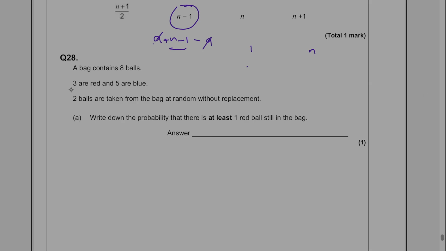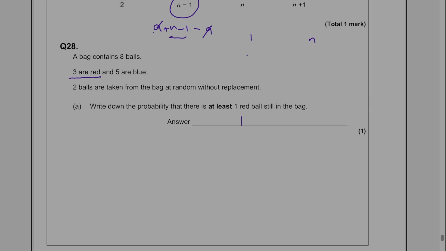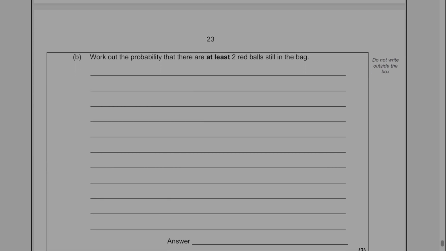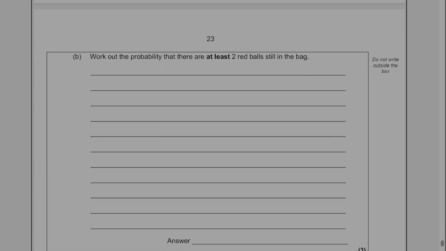Well, if there are 3 red balls to start with, 2 balls are taken from the bag without replacement. Write down the probability that there is at least 1 red ball left in the bag. There has to be 1 left in the bag, because if there are 3 originally and 2 are taken, there must be 1 left. Even if you took both red, so that's going to be 100% or 1. Part B, work out the probability that at least 2 red balls are still in the bag.